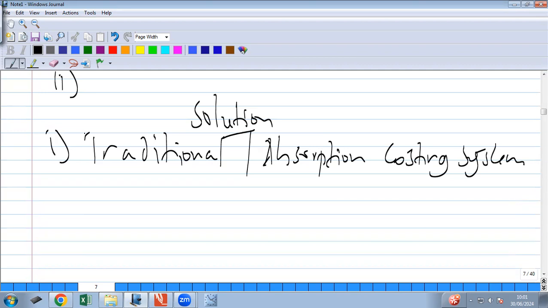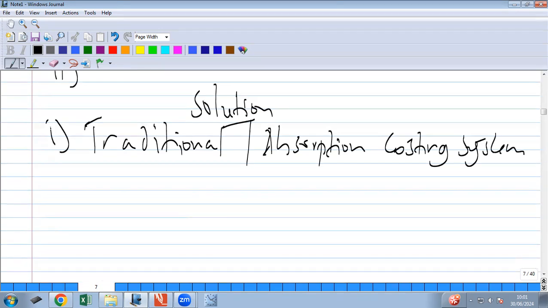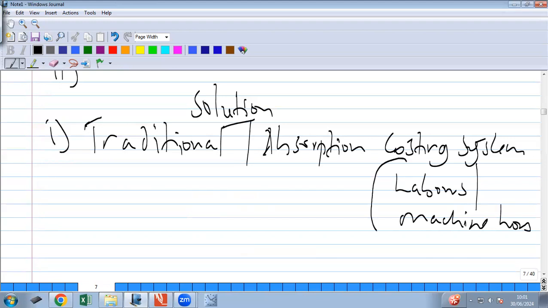We agreed earlier today that when you are dealing with traditional absorption costing, your focus when you are allocating these overheads is only on 2: either labor hours or machine hours. It is this factor which drives the costs. So the activity levels, our interest is going to be in machine hours or labor hours.